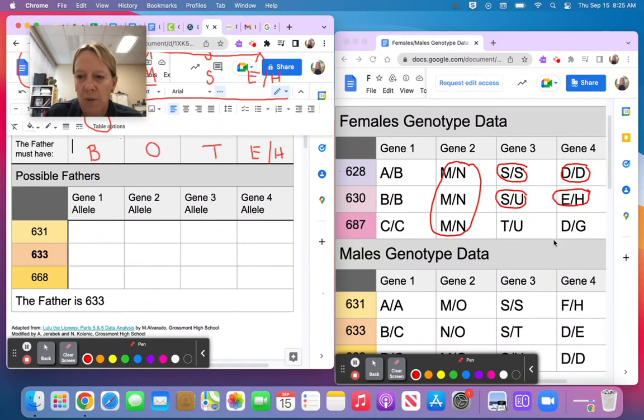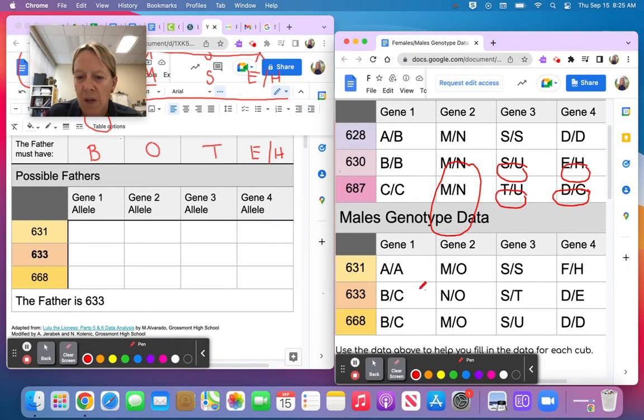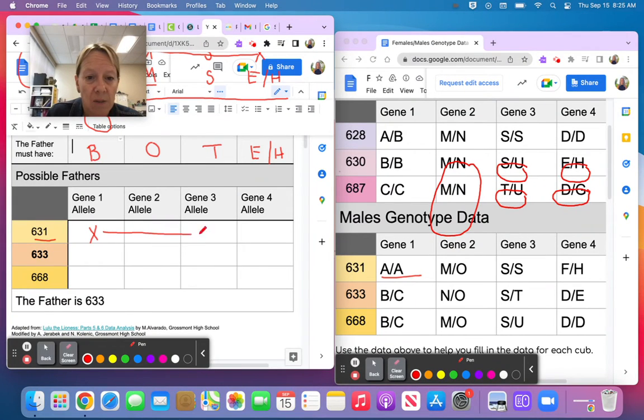So you can do a couple of things. You can kind of look through and see who has a B, an O, a T, and an E or an H, but it's a little messy, and it's sometimes easier if you actually go through it and write it down. So we're going to look at Father 631. Father 631, 2 A's. Guess what? Not the dad. He needs a B. Doesn't have it. So we're just going to eliminate him. Okay? He's out. He is not the father.